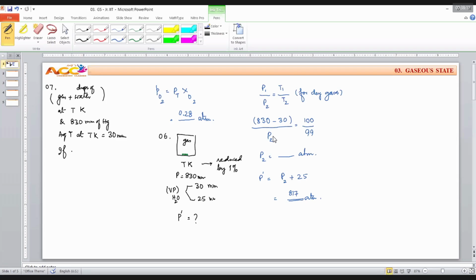If contents of jar are shifted completely to another vessel of volume half V, find new pressure.